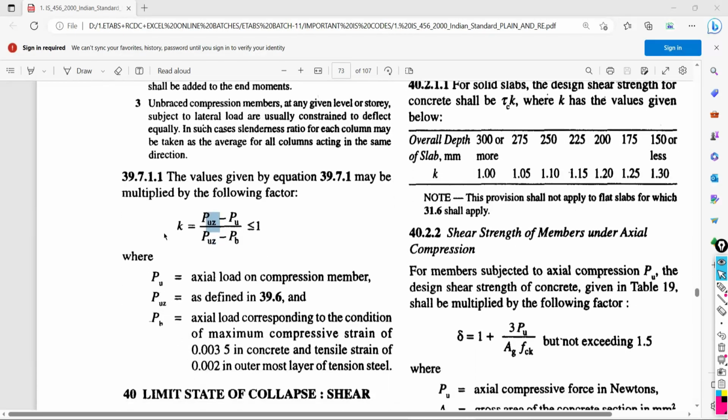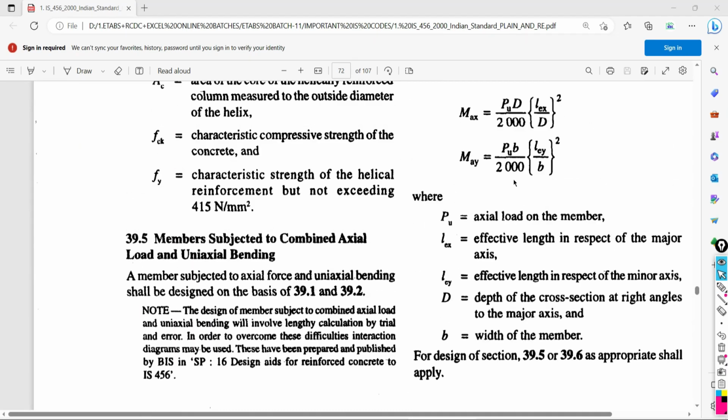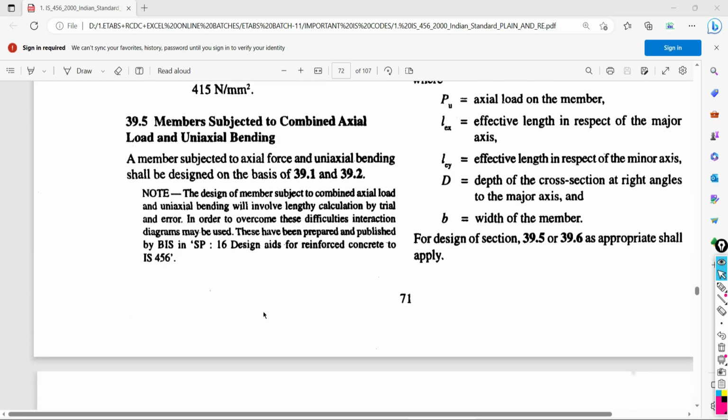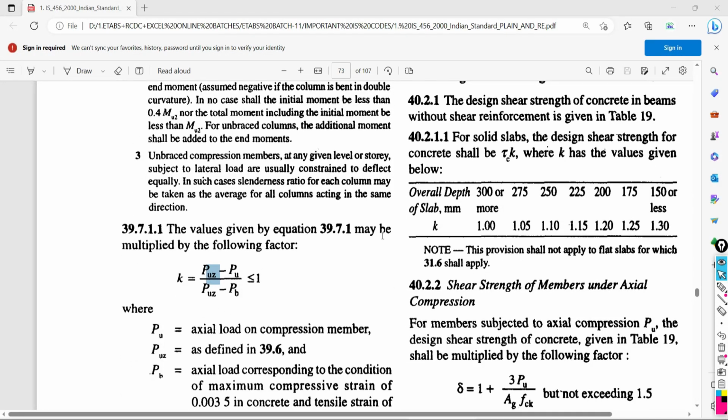So when you are looking at this clause 39.7.1.1, this code has suggested that the value given by equation 39.71, whatever value you have calculated for Max and May, you have to multiply this value with the value of k. So May is multiplied by the following factor k.